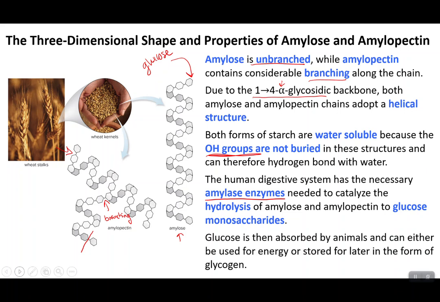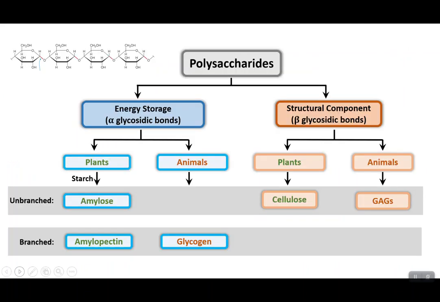Okay, so when the amylase enzyme cuts off a glucose unit, the glucose is then absorbed by animals, and then it can be used for energy or it can be stored as glycogen. And this is now where the energy storage for animals comes in. So we've talked about amylose, which was the unbranched version of starch, and amylopectin, which is the branched version of starch. And now animals will consume plants and they will consume starch, and the amylase enzyme will chew it up to get those glucose units that now can either be used for energy immediately or it can be stored as glycogen.